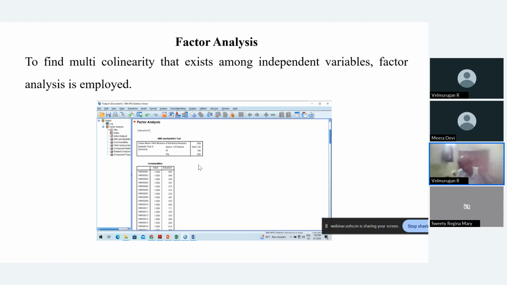Before employing factor analysis, we want to measure whether the collected data is fit for employing factor analysis, for which you want to employ the KMO Bartlett test. Everything is available in the factor analysis. If the KMO Bartlett test value is 0.7 and above, we can boldly say the data is fit for employing factor analysis.